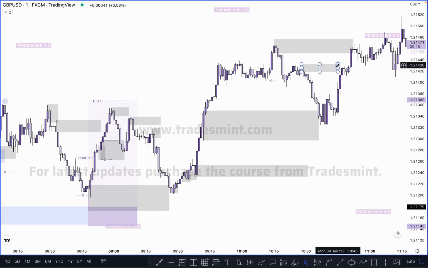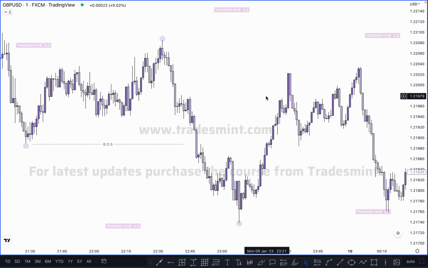Without a break of structure, we can't sell here. We can't identify an order block. This is our bearish structure. As we can see here, the market broke the previous low and closed below it. After the break of structure, you have to identify the inducement.